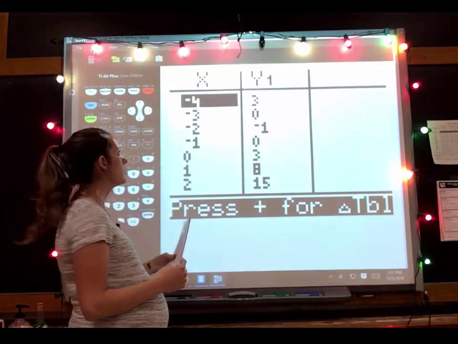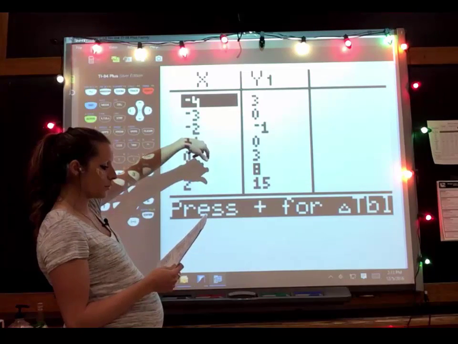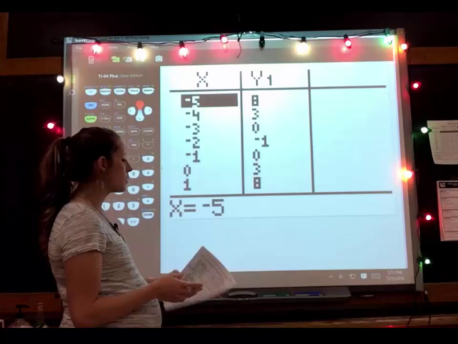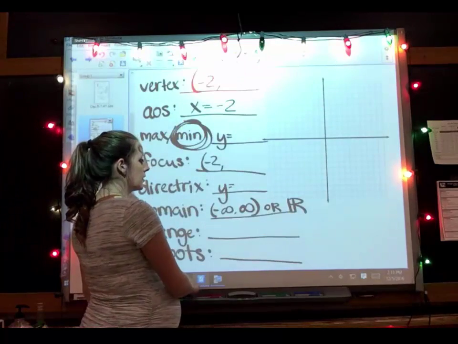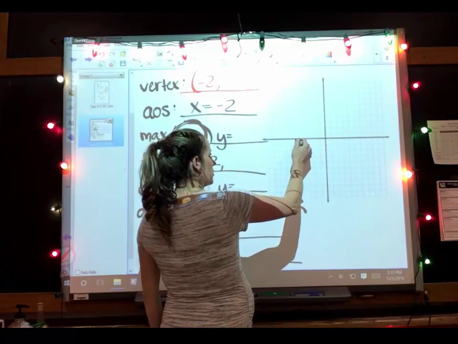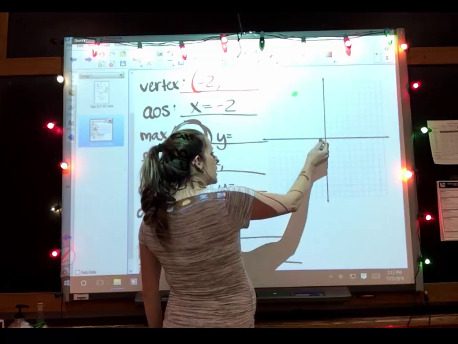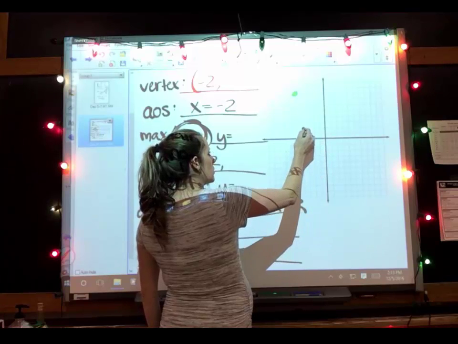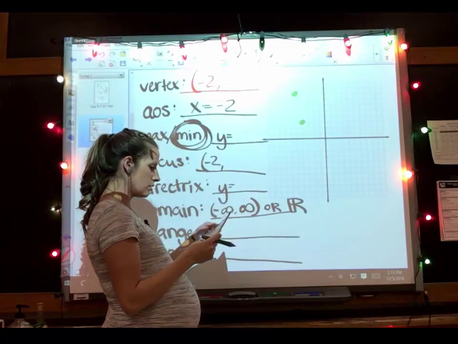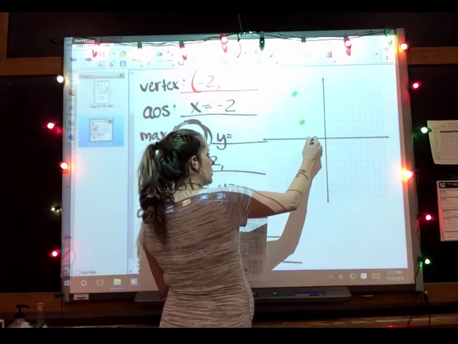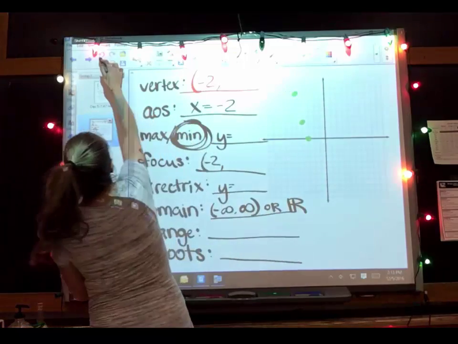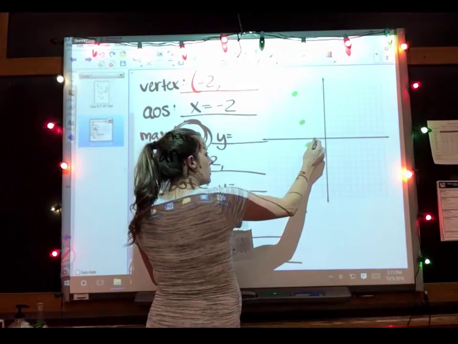So let's see, we have the point -4, 3. If you keep going up, we have the point -5, 8. That'd be a good point to plot. So -5, 8. -4, 3. -2, -1. And then that parabola starts coming back up.